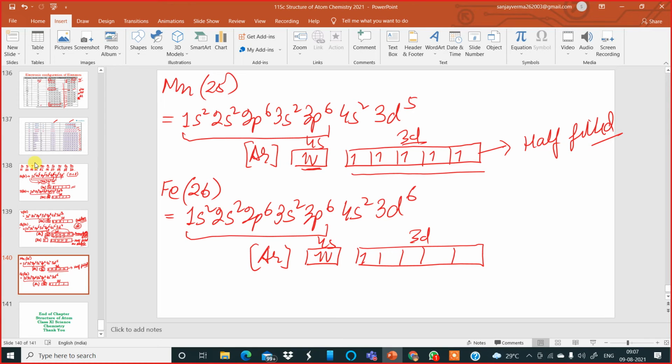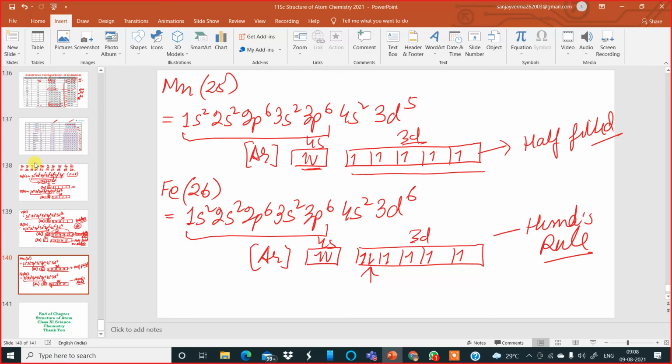Look very carefully: 1, 2, 3, 4, 5, and then the 6th electron. According to Hund's rule of maximum multiplicity, first the orbitals of the subshell are filled singly, single, single, single. When all the orbitals of the subshell are completely singly filled, then only the pairing takes place. So this is how you write down the electronic configuration of iron.